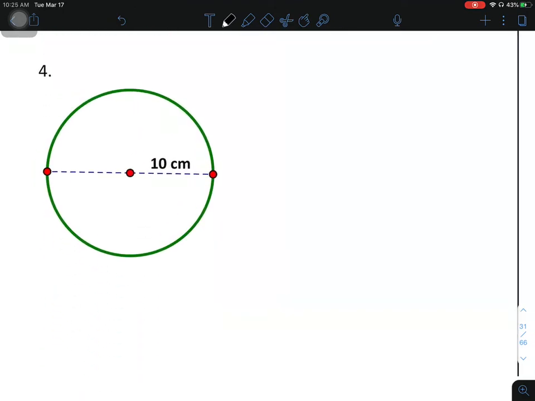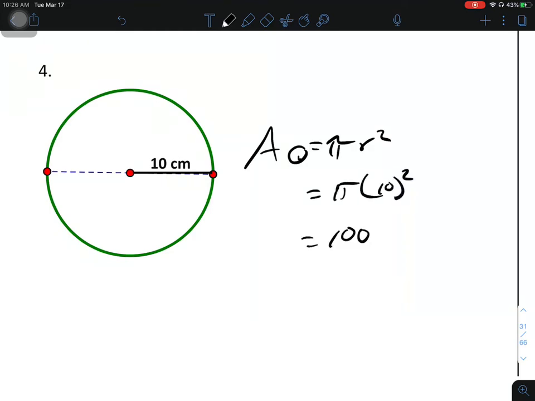Number 4, they're giving us the radius is 10. So the area of a circle is pi r squared. That's pi times 10 squared. That's 100 pi square centimeters. Well, we are just flying through this.